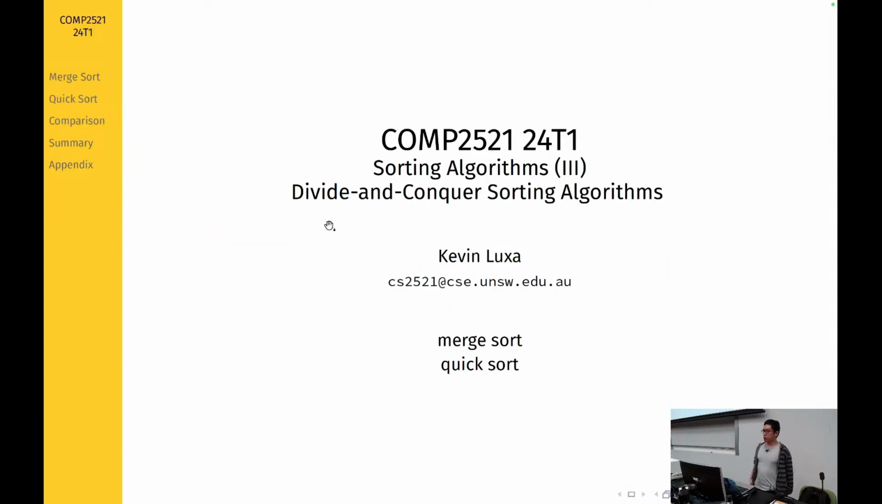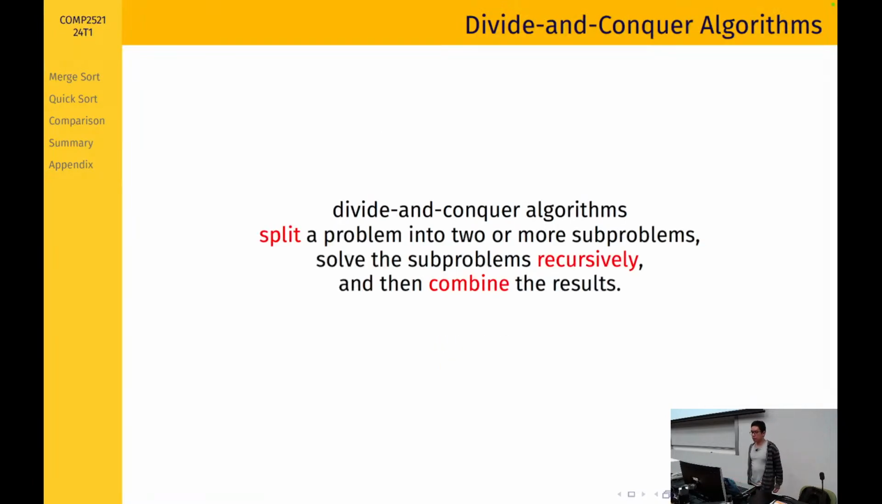Okay, so divide and conquer sorting algorithms. Divide and conquer is a cool term. What does it mean? So what is the divide and conquer algorithm? It's an algorithm that splits a problem into two or more subproblems, then it solves those problems recursively and combines the results. So you see why we needed to learn about recursion. This is one of the reasons.